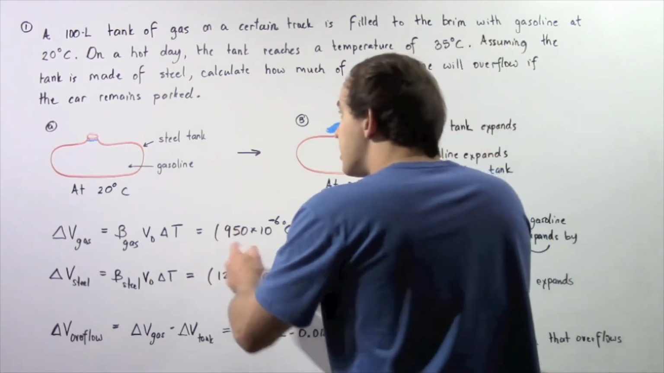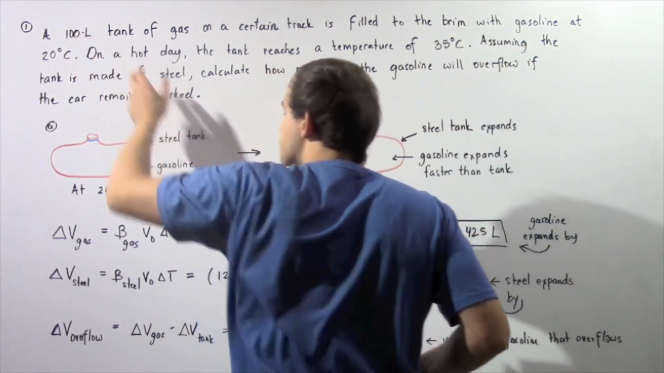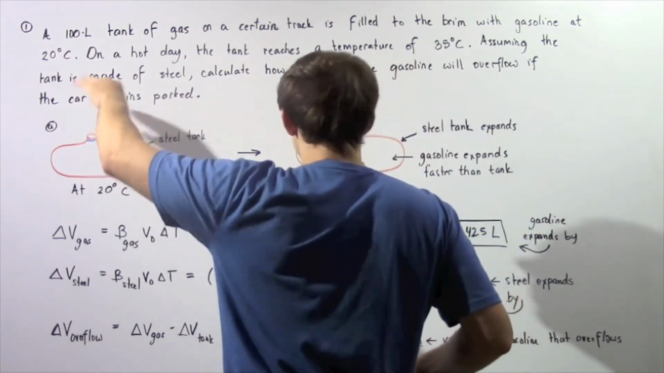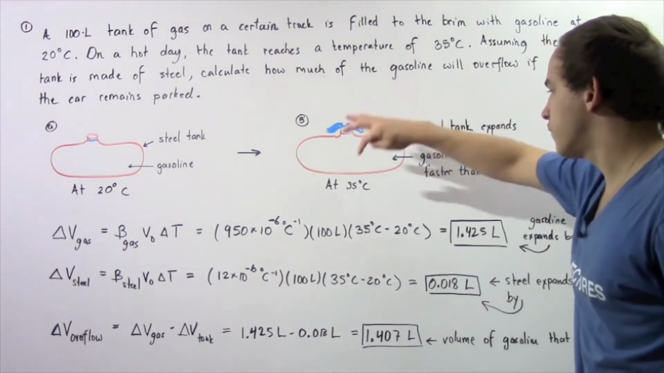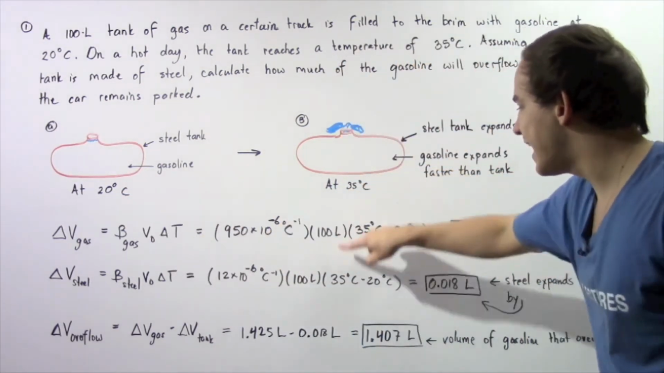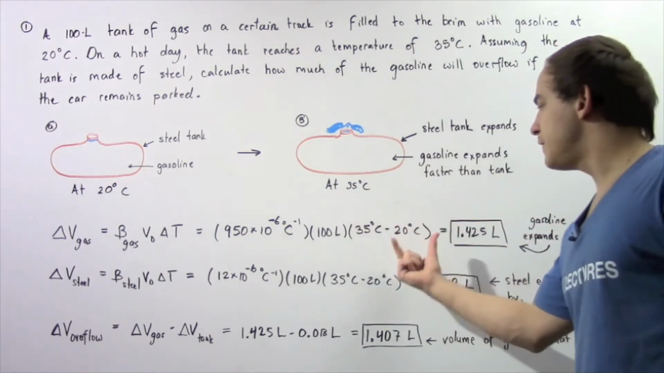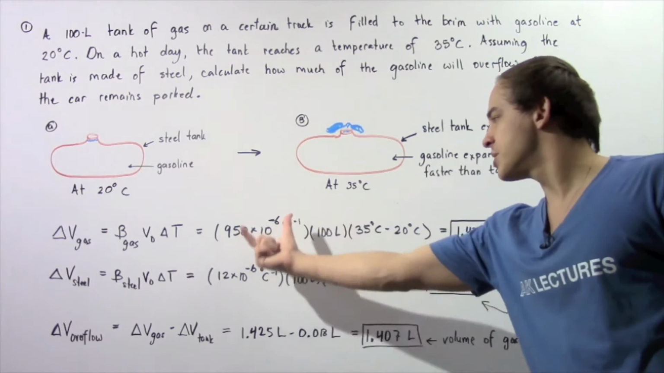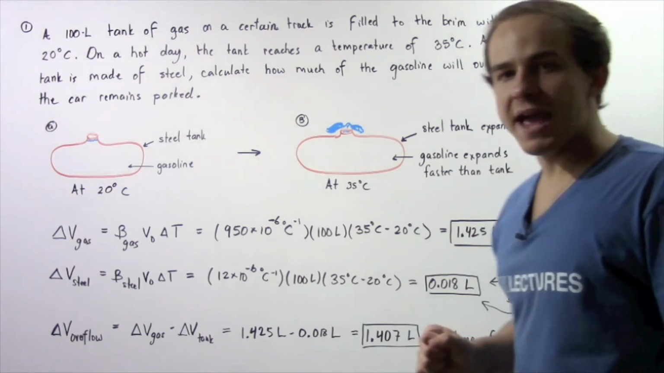So we multiply this times the initial volume of 100 liters because the tank is filled to the brim, multiplied by our final temperature of 35 minus the initial temperature of 20. So we get a difference of 15 degrees Celsius. So 15 times 100 times this gives us 1.425 liters. This is by how much our gasoline expands.